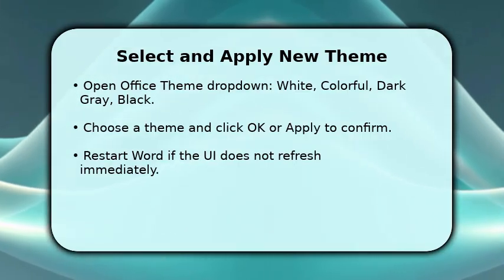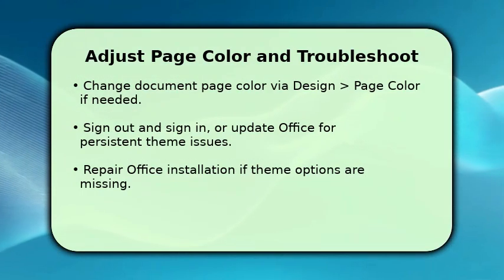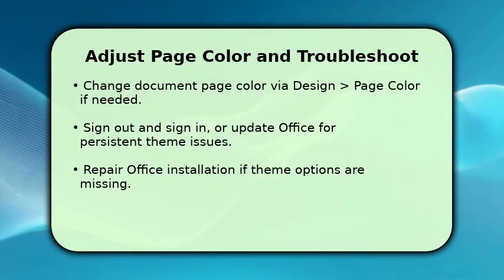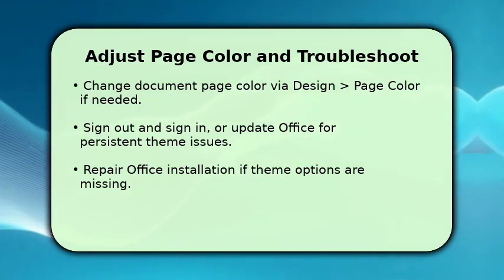Finally, if your document still looks white but the UI changed, go to Design, Page Color to alter the page background. That affects only the document. Make sure auto updates are enabled so Office has the latest theme support.